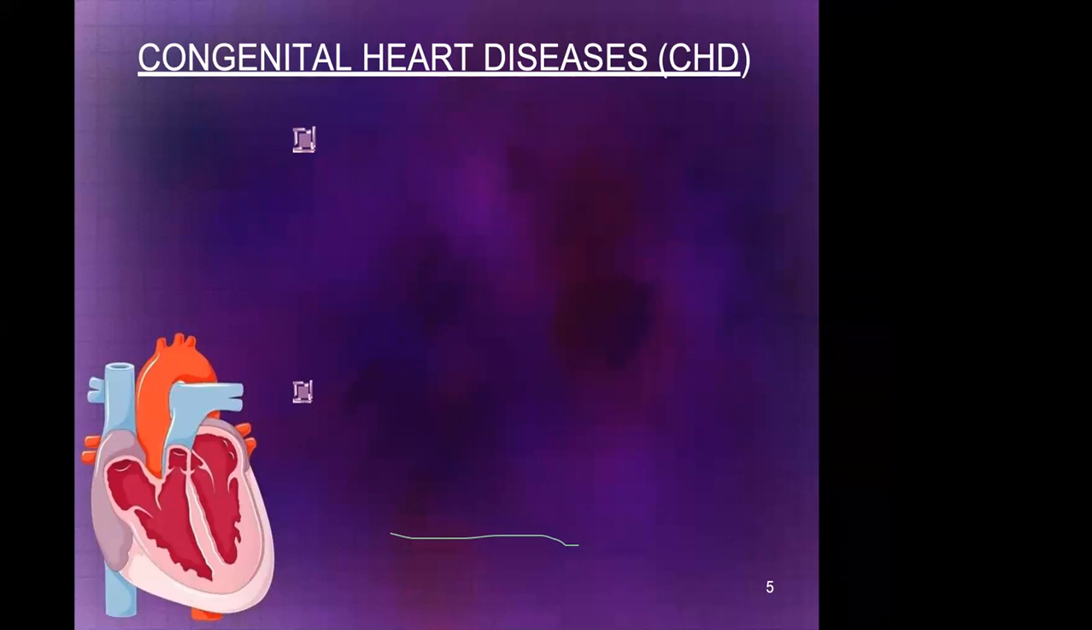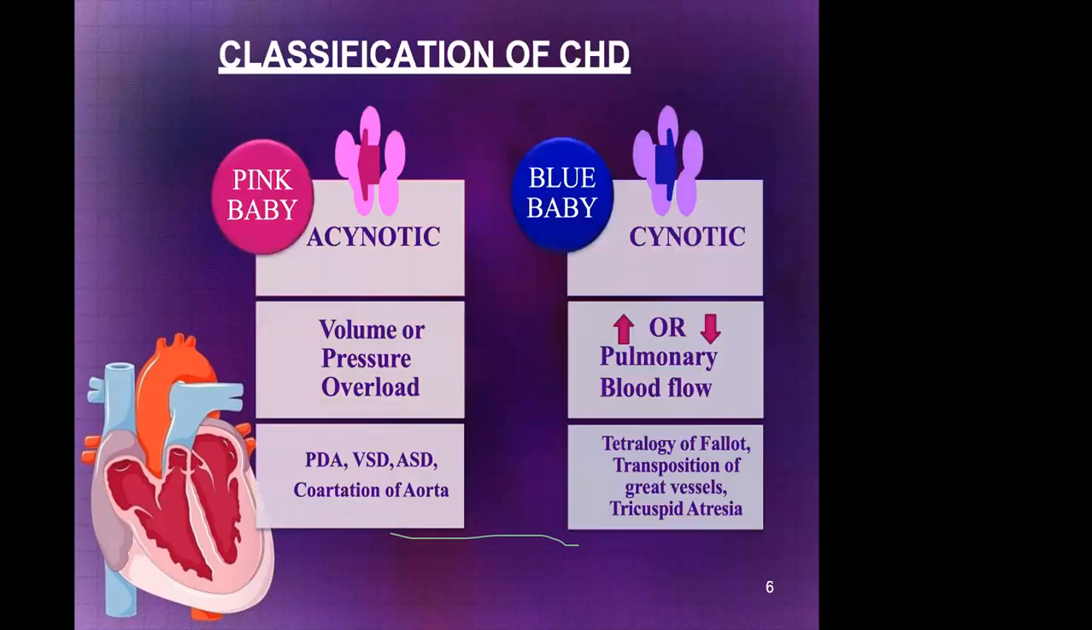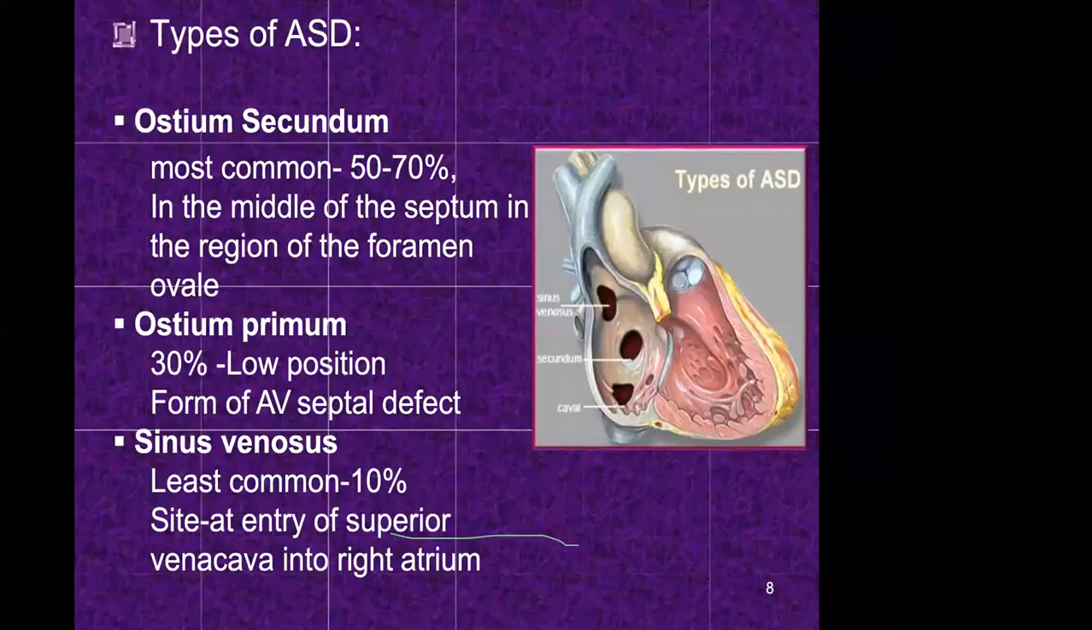So, coming to the atrial septal defect. We all are aware that this is the most common congenital heart disease, and up to 50 to 70% of these are typically ostium secundum. In fact, there is ostium secundum, primum, and sinus venosum. Even in the ASDs, the secundum is the most common one, then comes the primum, then comes the venosum.